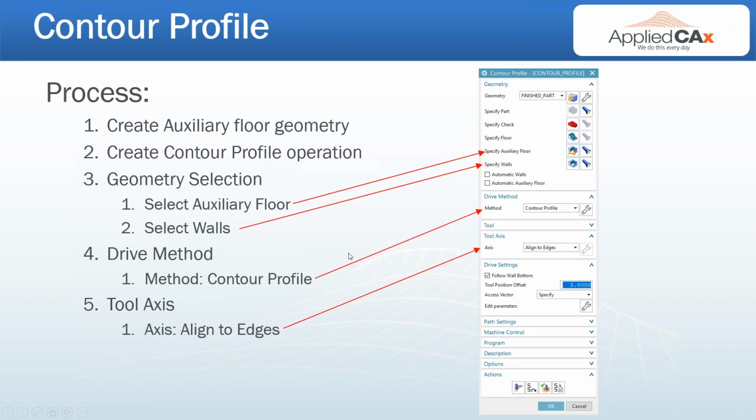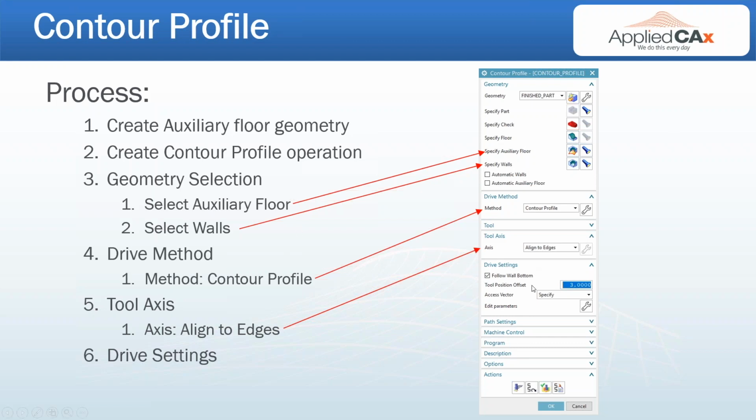The tool axis, a lot of times automatic works just fine. That's the default. Aligned edges will guarantee that it stays against that wall. For this particular operation, you really have to zoom in to see any difference between automatic tool axis and aligned edge. They're very close.